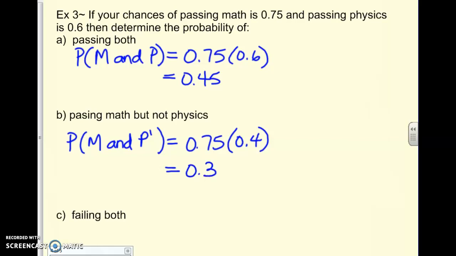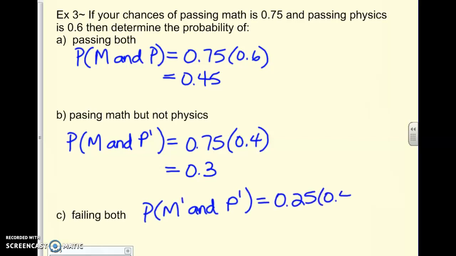And then the probability of passing or failing both, so not passing math and not passing physics. Not passing math would be 25%. Not passing physics is 0.4. 0.1 when we multiply those together. And that's it. So you're multiplying as long as the events are independent of one another.